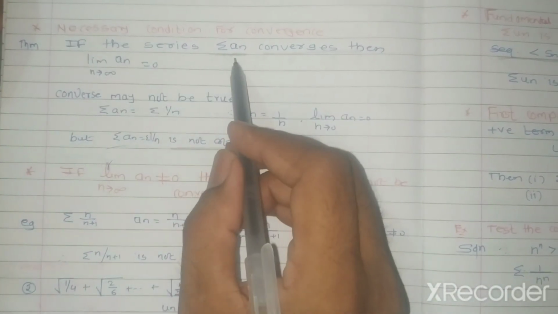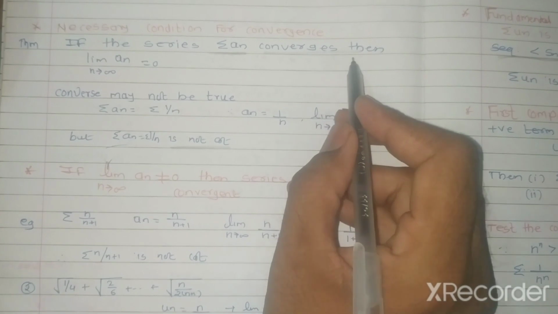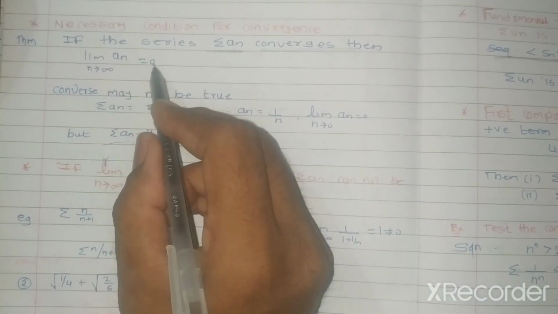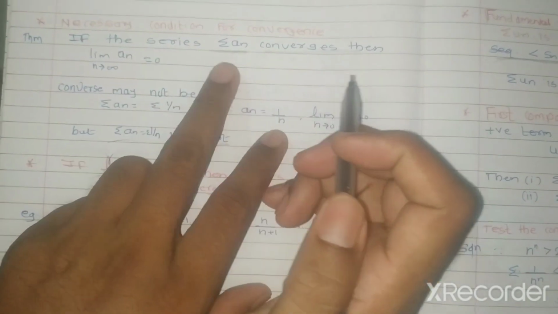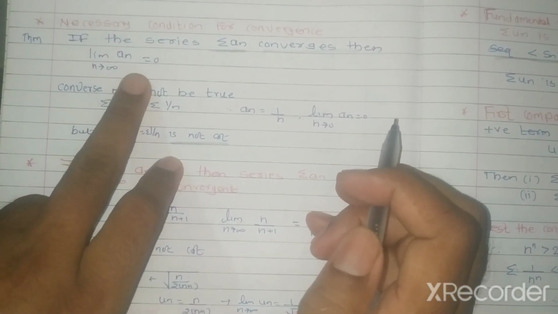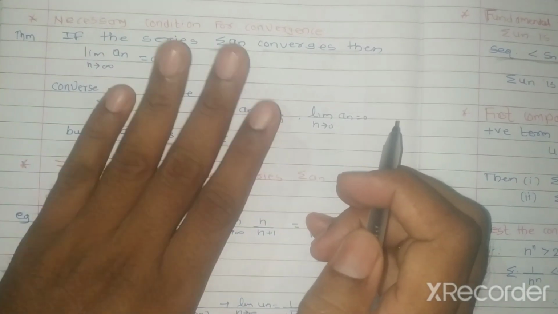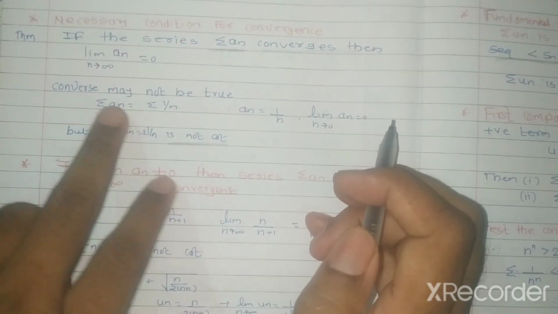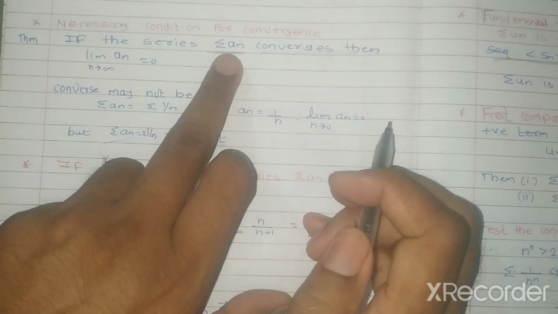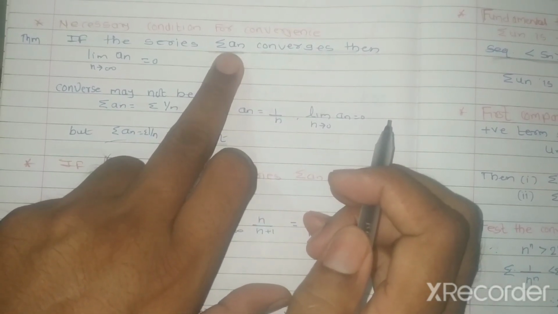If the series summation a_n converges, then the limit as n tends to infinity of a_n is 0. If a series converges, then its limit as n tends to infinity of a_n is 0. But the converse is not true, that is, the converse may not be true. May not be true means if this happens, then the series may or may not be convergent.